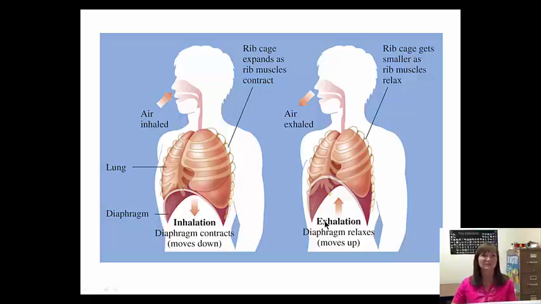The opposite's true when you exhale. The diaphragm relaxes, causing the diaphragm to move up, making the volume of the lungs smaller. If volume decreases, pressure is going to increase. The pressure then is going to be higher inside the lungs, so then air is going to move out.